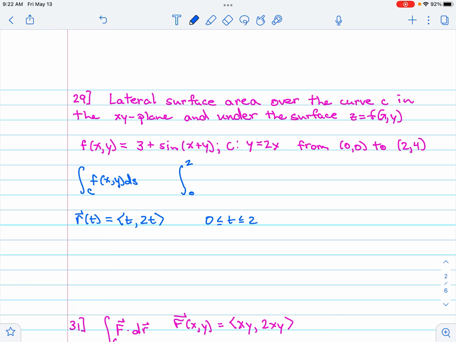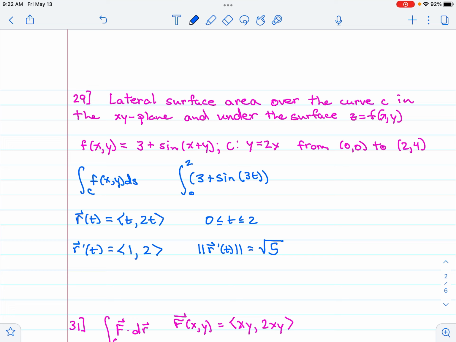So we get that set up first. And then I just say, okay, the derivative is going to be 1, 2, and the magnitude of that is the square root of 5. So here's what we've got now. We've got 3 plus sine t plus 2t. That's 3t.